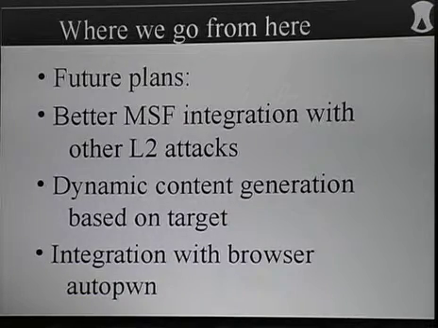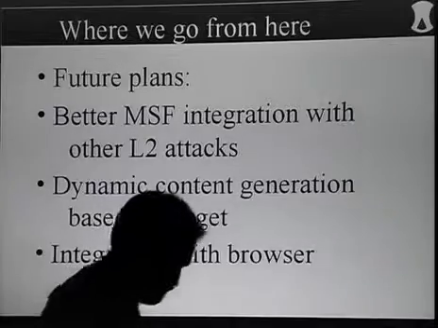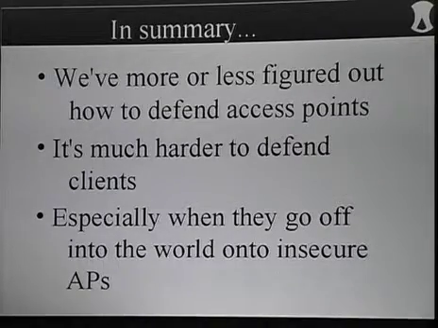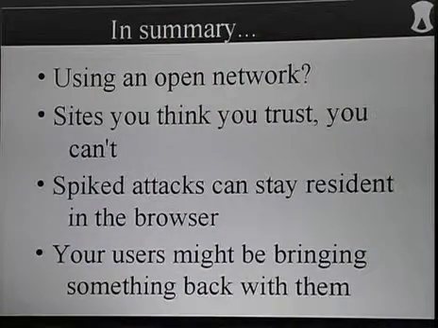So where are we going to go from here? Better Metasploit integration with our layer 2 attacks, better dynamic content generation based on the target. We're running it all in Ruby. Why don't we have something that's a little bit smarter? Integration with Egypt's browser autopwn stuff. So we've more or less figured out how to defend access points. It's much harder to defend clients, especially when they go off wandering around in the world on insecure APs. If you're using an open network, sites you think you can trust, you can't. Sites you think have no trust model, you're suddenly trusting not to own you.